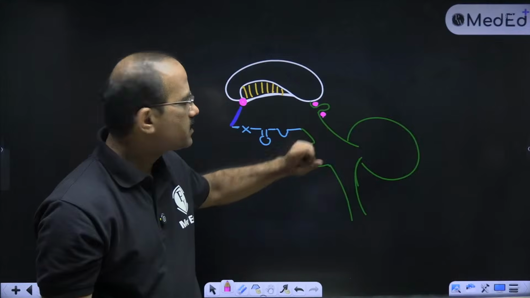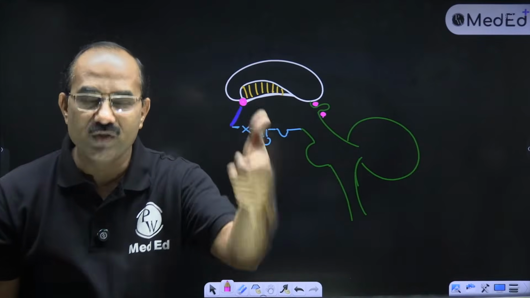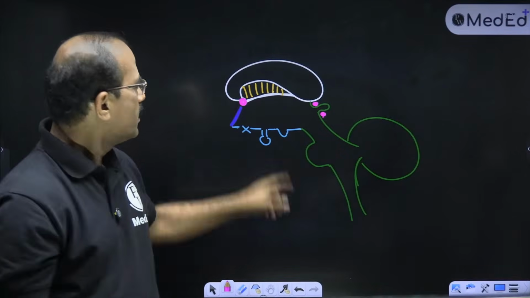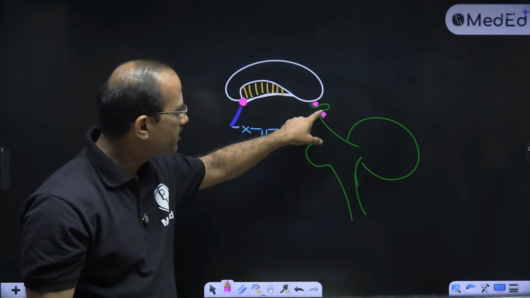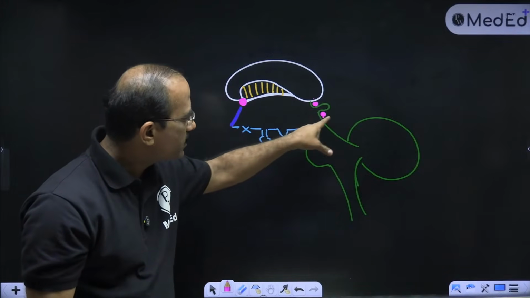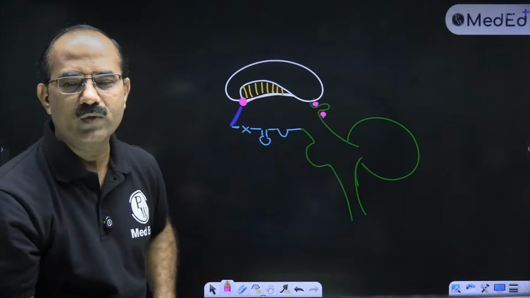So what is this? This is the posterior commissure and this is the habenular commissure. Fine. So this is the anterior commissure, behind it the posterior commissure. That's the habenular commissure. This is the pineal gland. This together is known as the epithalamus.